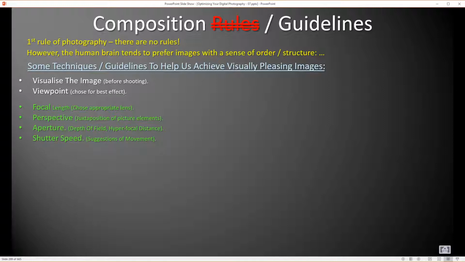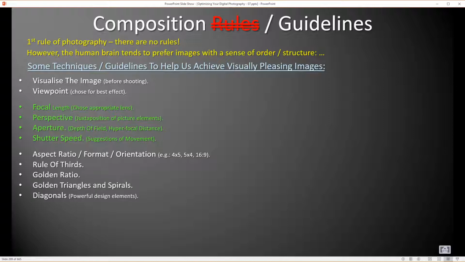Shutter speed. Do we want to suggest movement? Do we want to make everything absolutely still? How do we want to interpret this image? Aspect ratio, format, orientation, the shape of the image. And we've got some rule of thirds. So this is a list of some of the rules that I'll be covering.